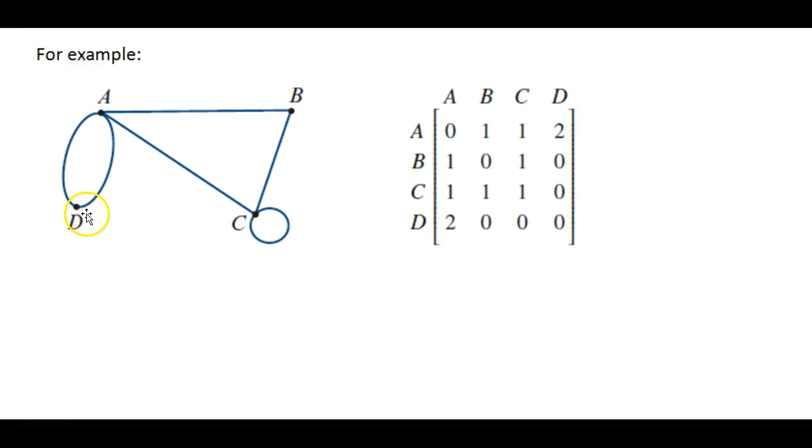We go to row D, and here, D to A, there are 2 edges. 2 goes into the matrix. There's no direct connection with B, so a 0 goes in. No direct connection to C, a 0 goes in. And finally, there are no loops at D, and so there are no connections from D to D.